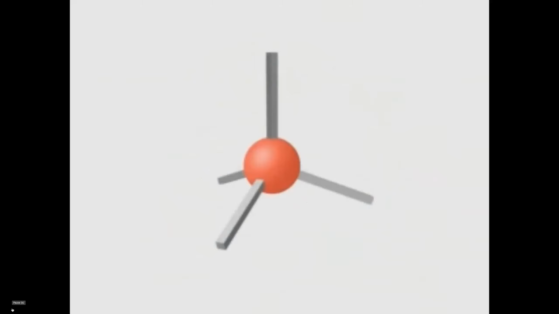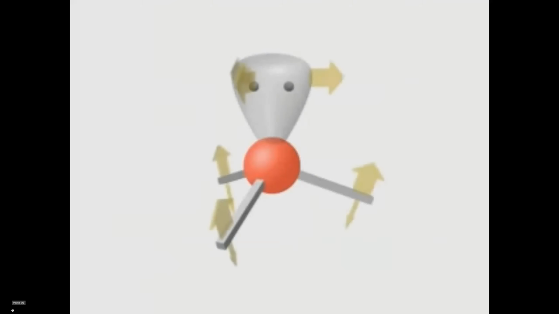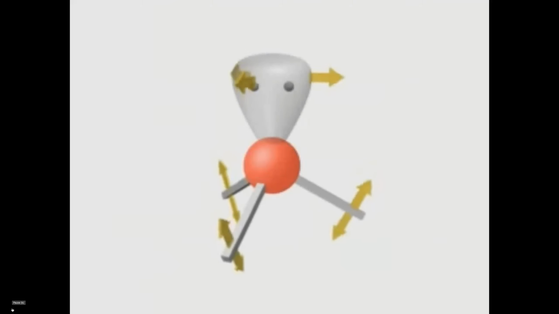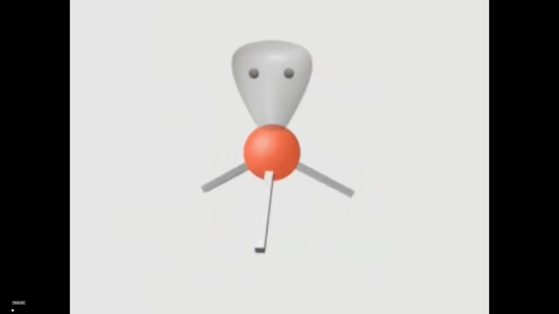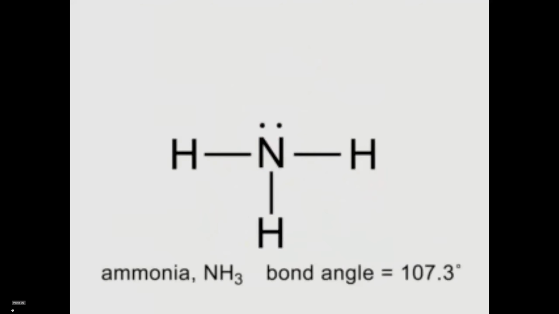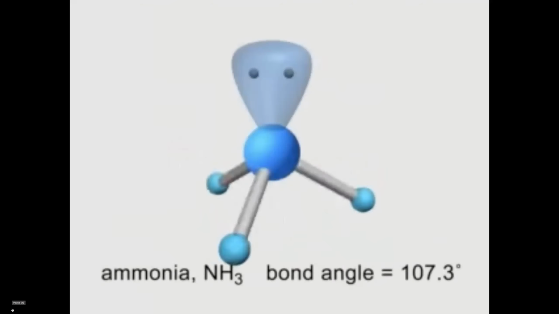With one of the four electron groups a lone pair, the shape is trigonal pyramidal. Since a lone pair exerts greater repulsions than a bonding pair, the bond angle is less than 109.5 degrees. Ammonia is a common molecule with this shape. Its bond angle is 107.3 degrees.